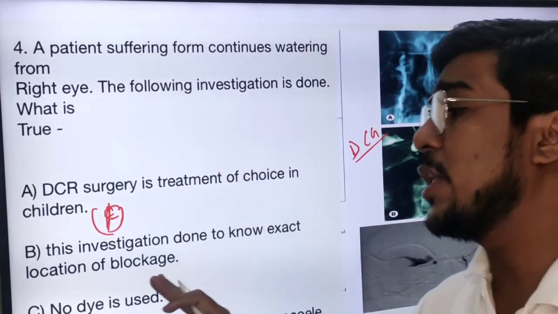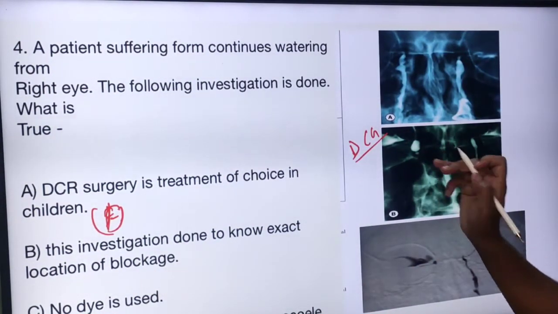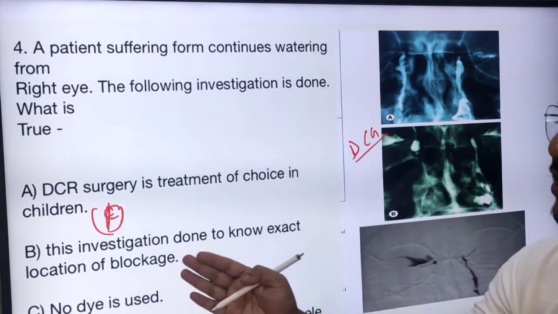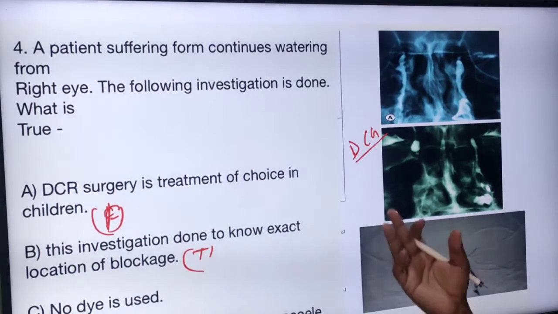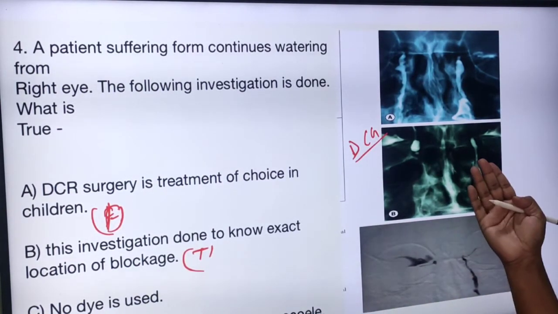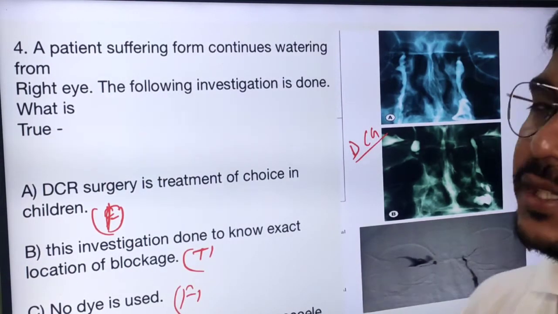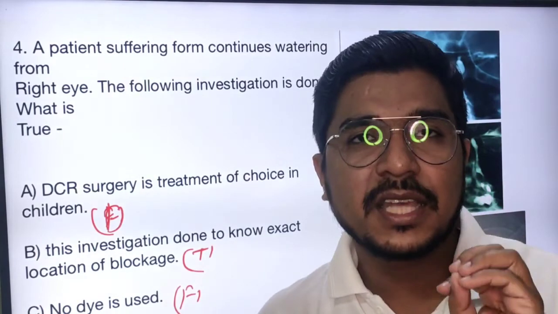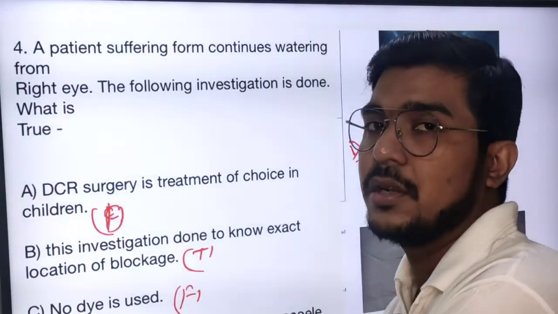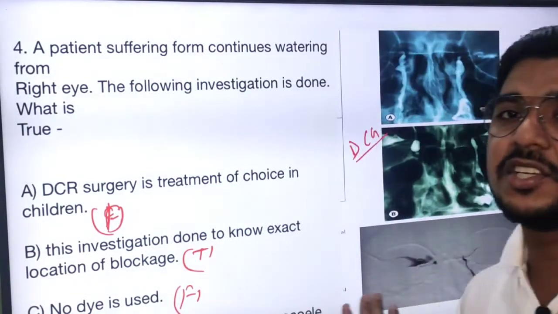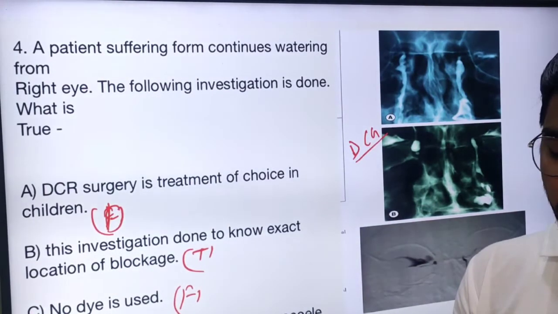This investigation is done to know the exact location of the blockage, as I have already mentioned, this investigation tells you about the exact location of the blockage. So obviously this statement is true. Third, no dye is used. How can we say that no dye is used? Obviously the dye is seen. So this is a false statement. Can be done in regurgitating mucocele. Can you do any interventional thing in infected cases? How can you do this in this condition? First resolve this condition, treat this condition medically, and then do whatever you want to do, right? So obviously this is a false statement.